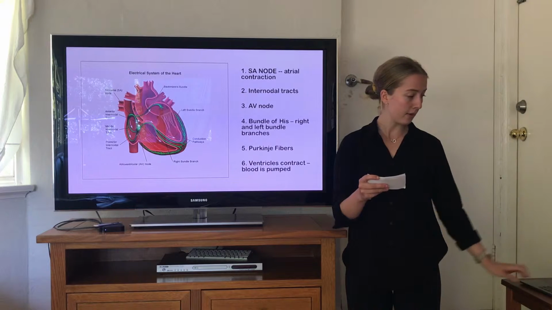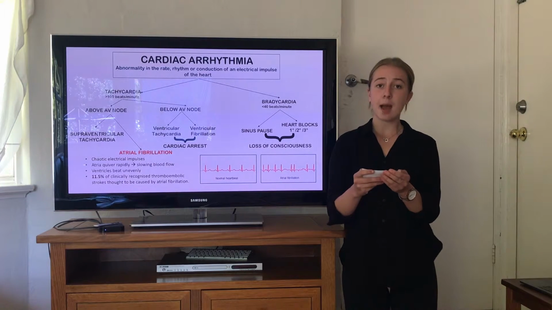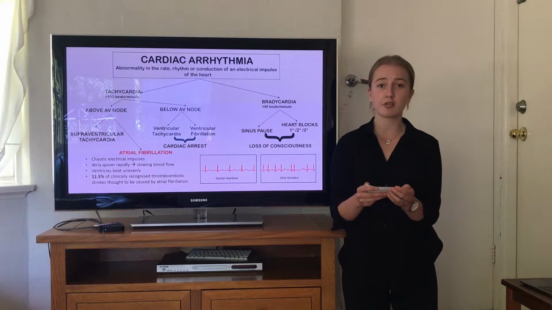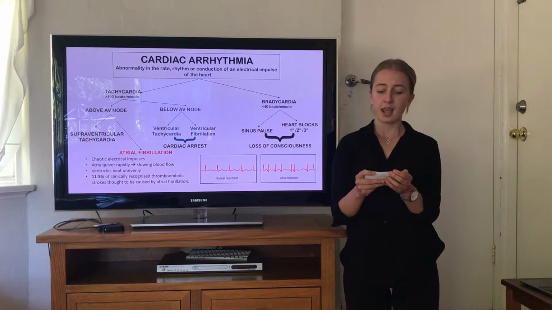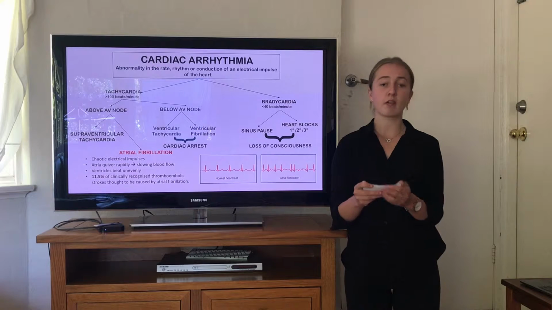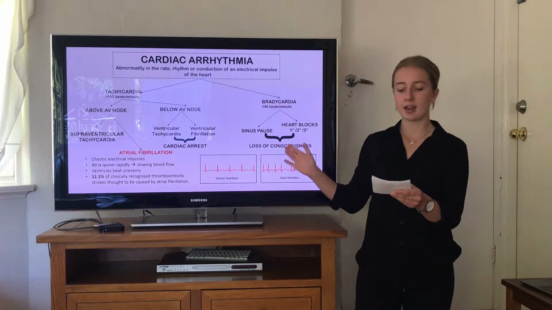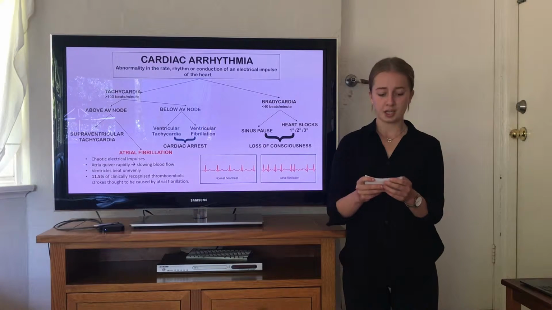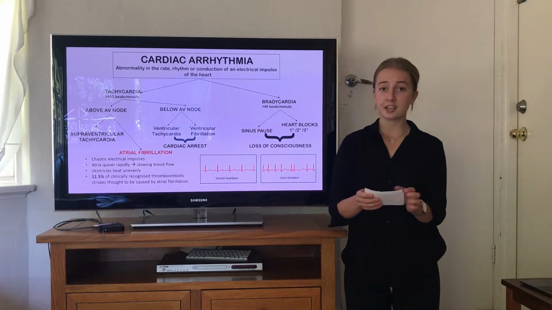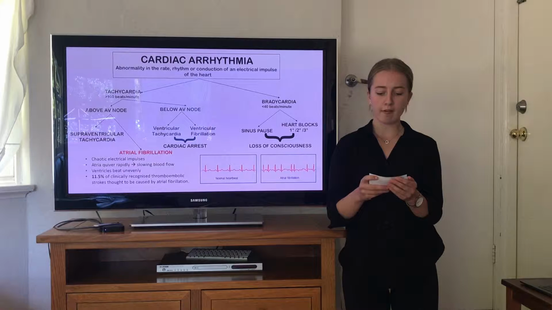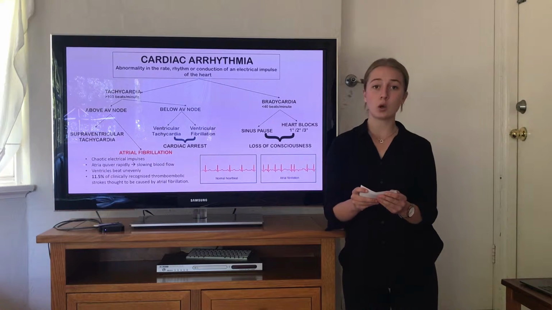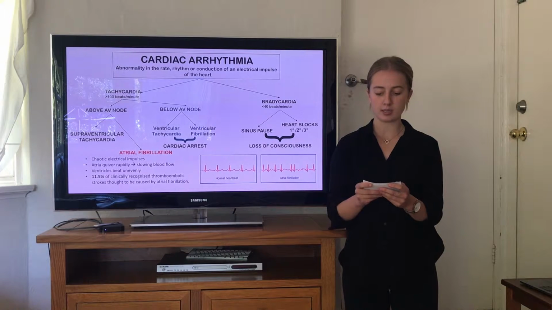A cardiac arrhythmia is defined as an abnormality in the rate, rhythm, or conduction of an electrical impulse in the heart. There are a number of different forms of arrhythmia, which can be seen here on the slide next to me, but today I'll be talking about atrial fibrillation. Atrial fibrillation, or AF, is a supraventricular tachyarrhythmia, which is caused by chaotic electrical impulses.